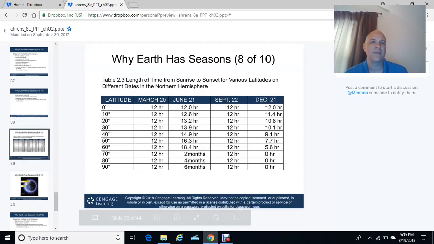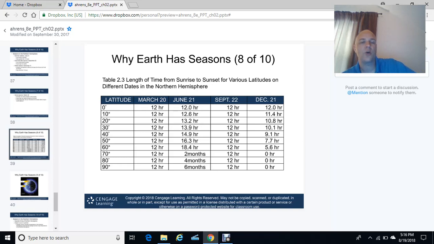All right. This is a table showing the length of time from sunrise to sunset for various latitudes on different dates in the northern hemisphere. At 0 degrees latitude, for example, there's generally 12 hours a day and 12 hours a night year-round. It doesn't matter if we're talking about the vernal equinox March 20th, the summer solstice June 21st, the autumnal equinox September 22nd, or the first day of winter, the winter solstice December 21st. At 0 degrees latitude at the equator, there's 12 hours a day and night year-round.